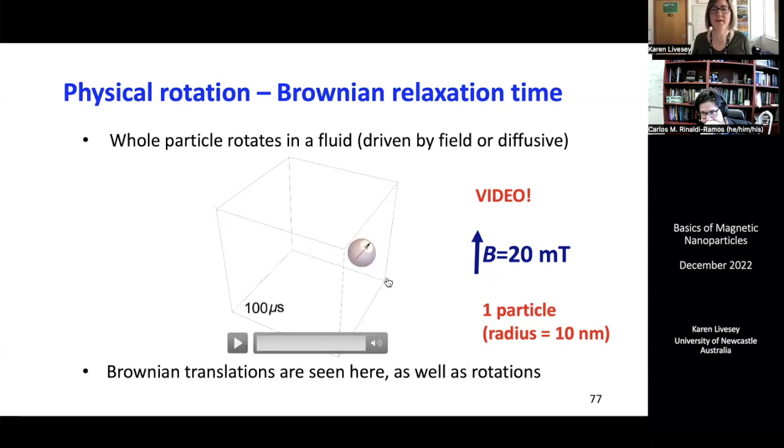Notice as well that we're mainly interested in the rotation of the particle, but you saw that there were Brownian translations as well. This particle was moving here, there, and everywhere via Brownian motion. So it's not just the rotations that are thermal, there's translations in the fluid as well.